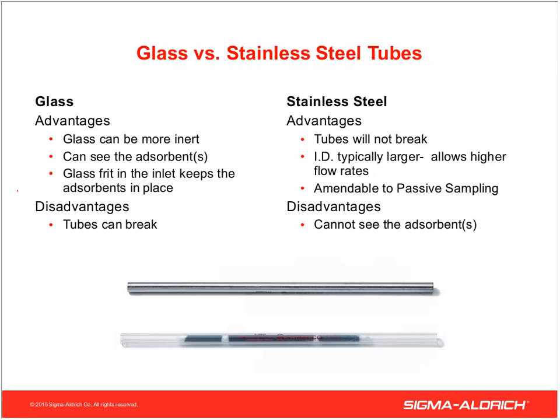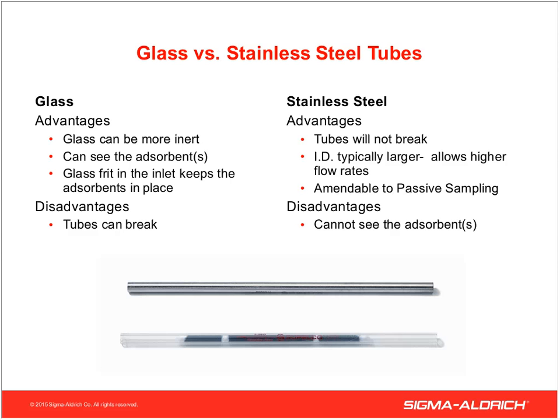So tubes are available in both glass and stainless steel. They both have their advantages and disadvantages. The advantage for glass is that it is most of the time considered more inert. We can see the adsorbents inside, so we can see how the tube ages and if everything's still well intact. A glass frit in the inlet keeps the adsorbent in place so it doesn't fall out during sampling.